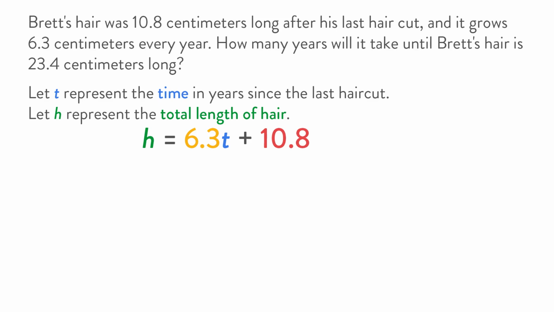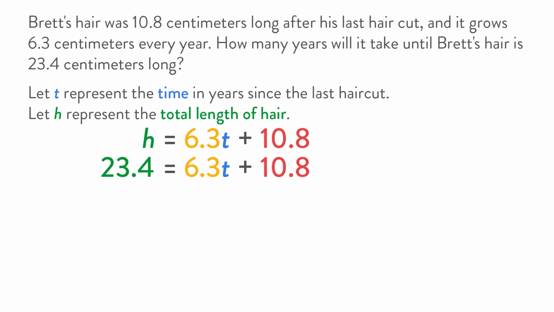The relationship can be shown by the equation H equals 6.3 times T plus 10.8, where 10.8 is how long Brett's hair is after its first cut, and 6.3 is the length his hair can grow each year. And since we want to find out the time it takes Brett to get 23.4 centimeters of hair, let's plug in 23.4 for H. That gives us 23.4 equals 6.3 times T plus 10.8.